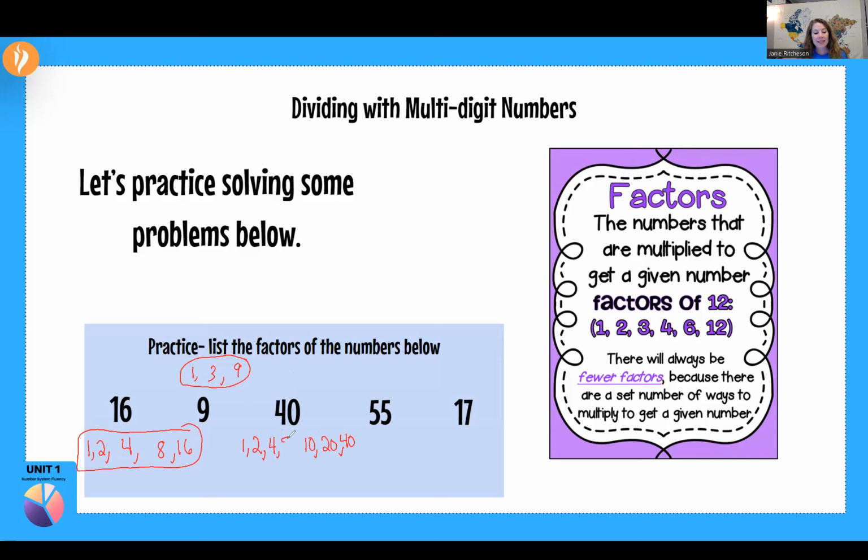5 times 8 is 40. 5, 6, and 7 are not factors. So since an 8 is already there, I know that I have listed all the factors.